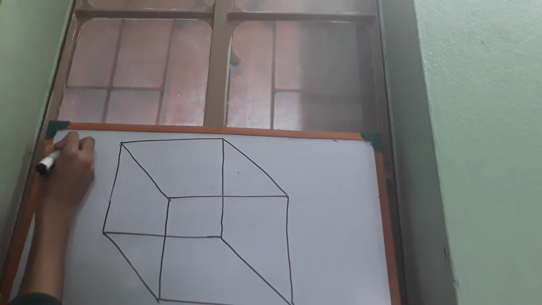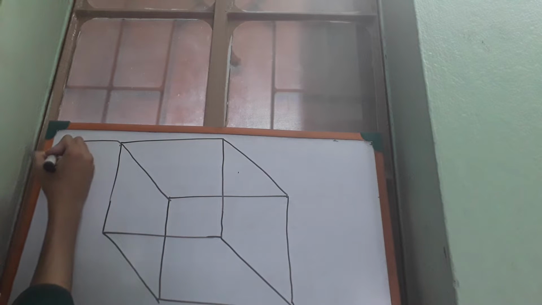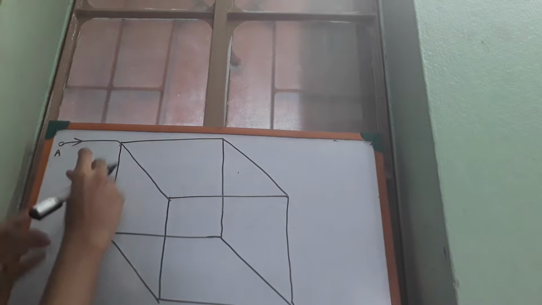Let's say we have a wire here, a connecting wire. This is point A. So current is entering here, and then assume each of the edges of the cube.